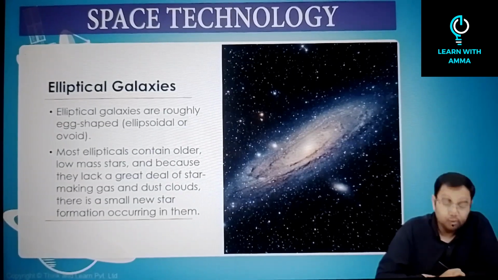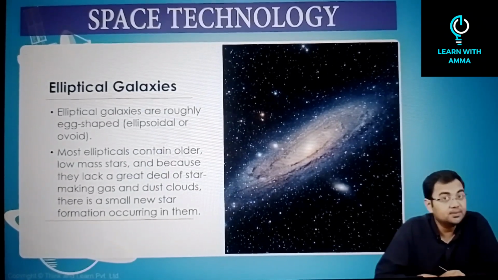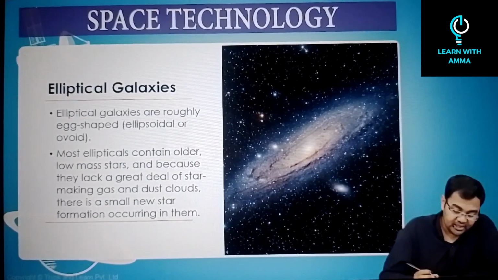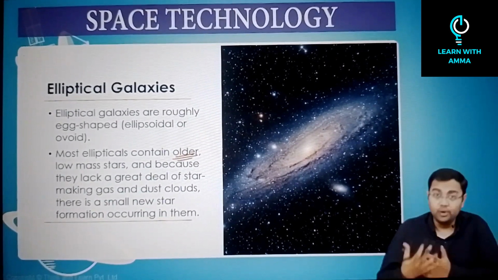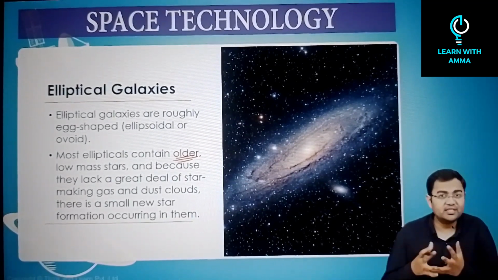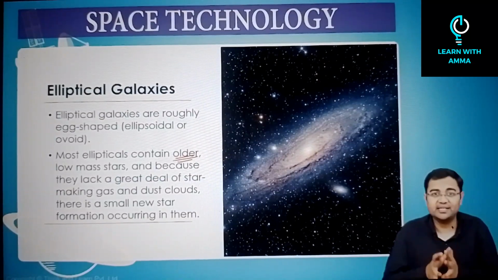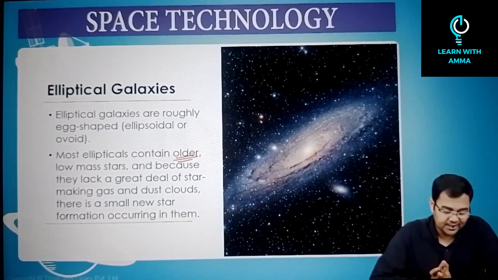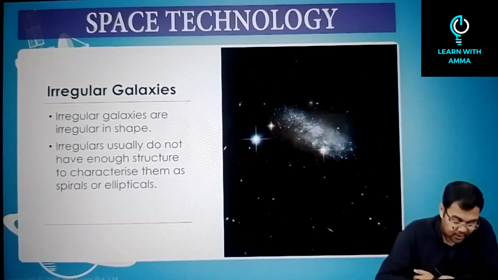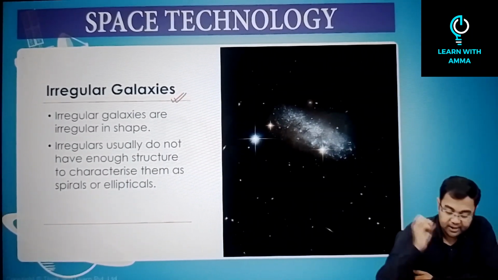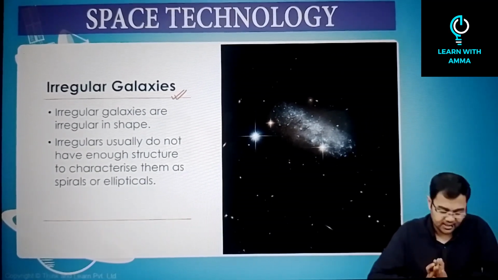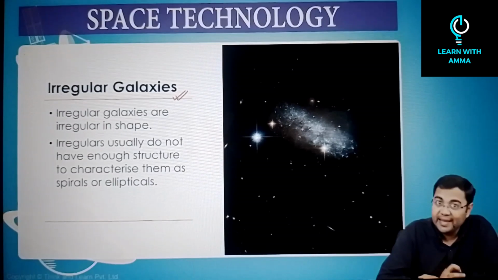At the same time, when we go to elliptical galaxies, as you can see in the picture itself, they are elliptical in shape, egg shaped you can say. These are the ones which are said to be older, they contain stars which are older. Also we see that new star formation is very little when it comes to elliptical galaxies. So these might be older as compared to the spiral galaxies. Now the third one that we have is irregular galaxies, where you do not see a specific shape for the given galaxy. In that case these are called irregular galaxies.